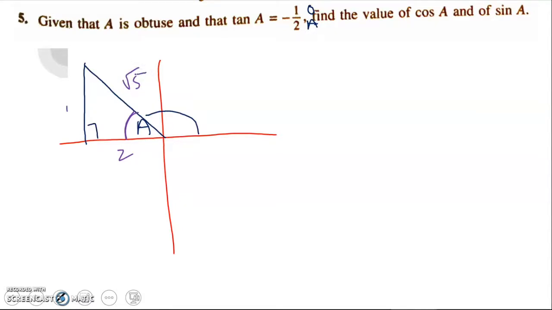A couple things to remember. This should be a positive 1. This is actually a negative 2. Okay? Because it's going on the left-hand side of your x-axis.